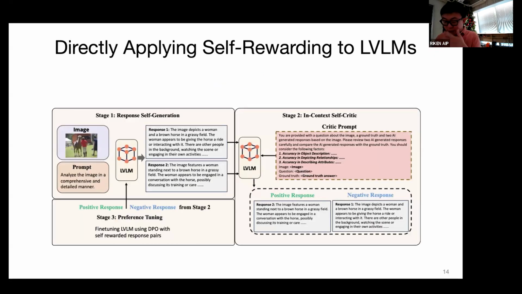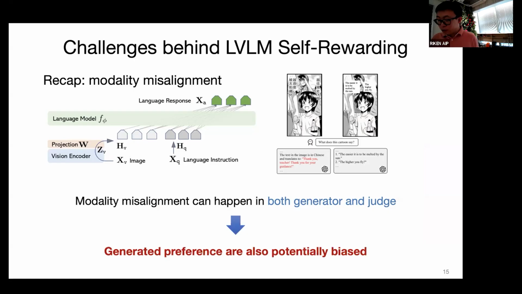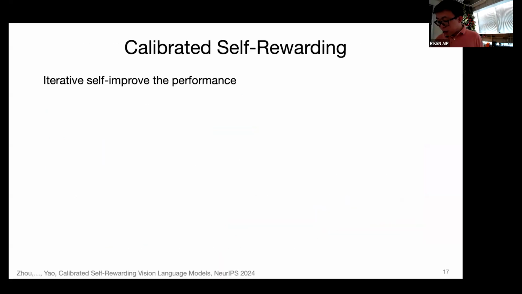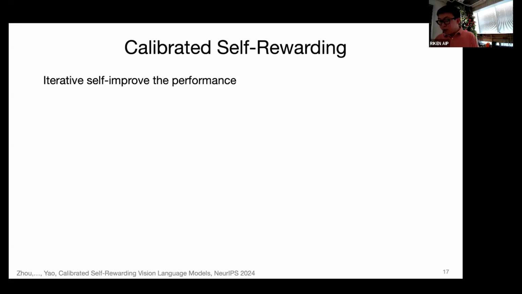But if we directly apply this to vision language models, the vision language model will also amplify this bias if we use the same model to do the response generation and the rewarding. So this modality bias happens in both the generator and the judge. Our goal is to address that this generator preference may be potentially biased, and see whether we can calibrate it. So we propose calibrated self-rewarding to do this.